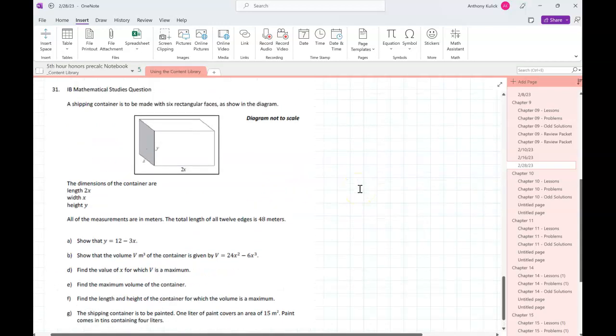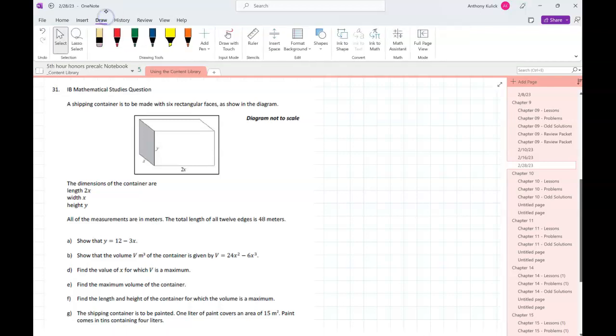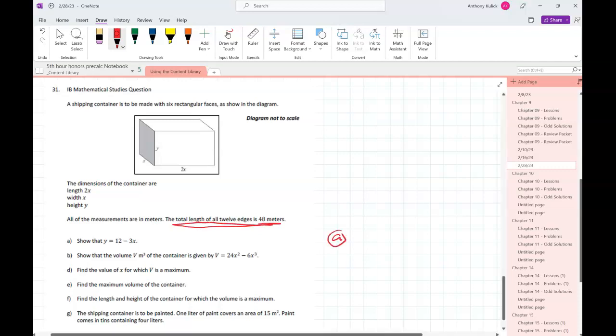All right. So it says that we have some box here with dimensions 2x, x, and y. And we want to show that y is equal to, and the total length of all 12 edges is 48. So this is what I'm going to be using to do part A.